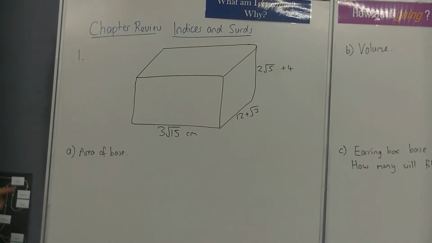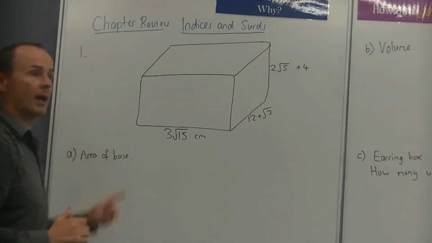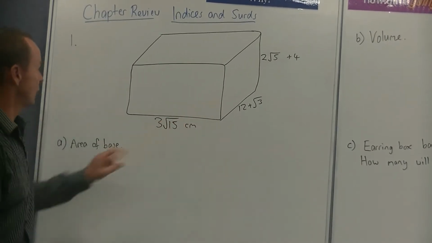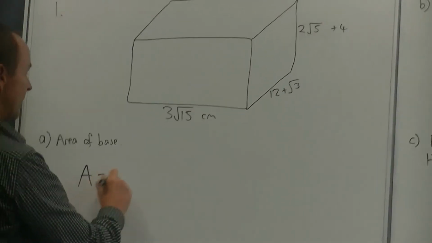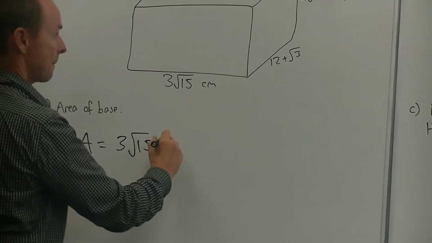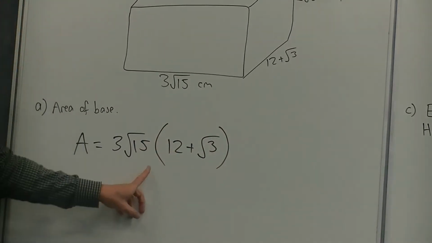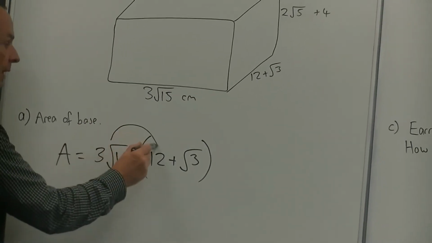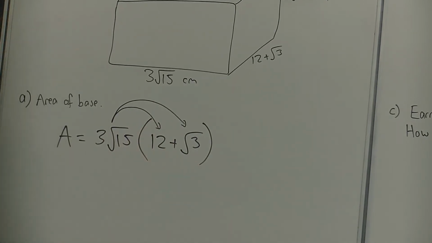Alright guys, so now we're going to work out the first bit. We need to work out the area of the base. So I've drawn my diagram, nice big diagram, so it makes a bit more sense. So here's our base. The area of a rectangle is length times width. So the area of the base is 3 root 15, and we're going to times that by 12 plus root 3. Since I'm going to multiply it, I'll put brackets around that. So we're going to multiply those two together, and if you remember expanding brackets, multiply that by the first term, and that by the second term inside the brackets.